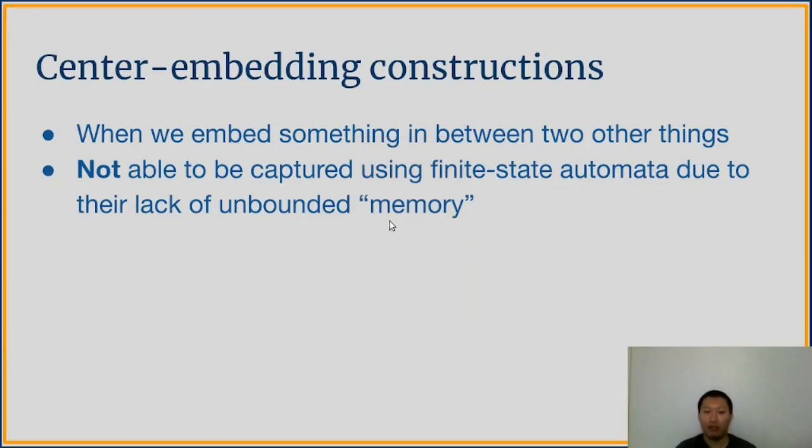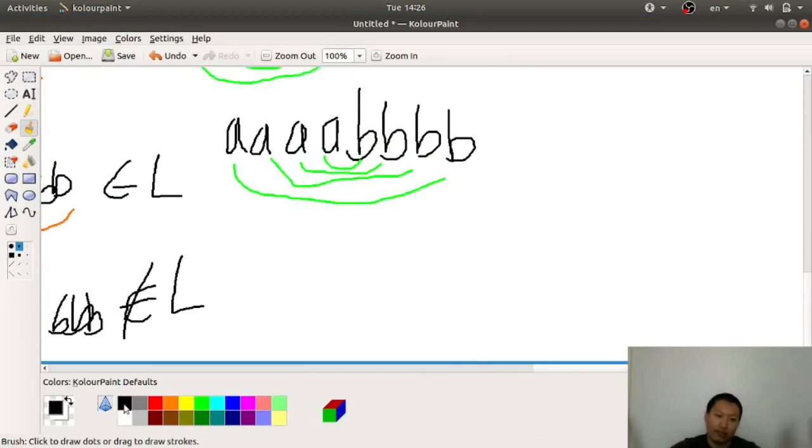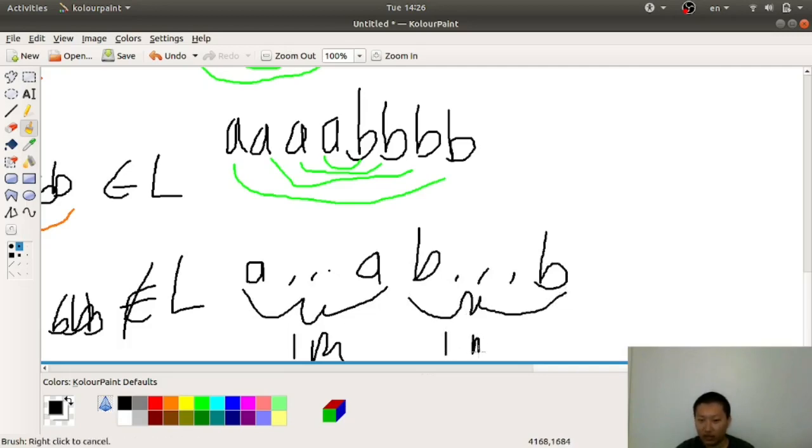The reason that you cannot capture these center embedding construction relations using a finite state automaton is because a finite state automaton has a finite memory, so it can't count an infinite number of things. Whereas with these center embedding constructions, we can make it arbitrarily long. We could have a million A's and a million B's. We can make this arbitrarily large, and that's something that the finite state automaton cannot capture, because it has no way to count up to an arbitrary number.